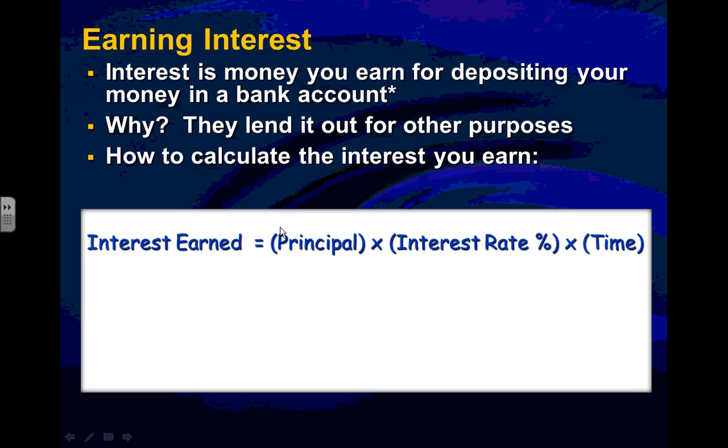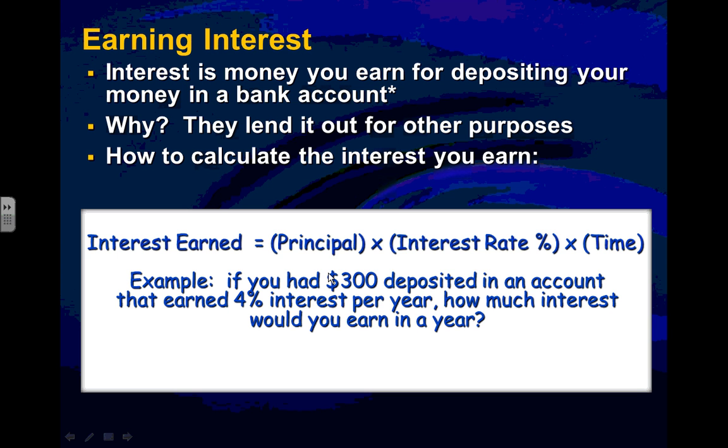So it follows this formula. The interest earned is the principal dollar amount that you have put in the bank, times the interest rate. You should know what that is. It's usually a low percentage, like 1, 2, if you're lucky, 3 or 4. And then it's times the time that you have it in the bank account or in the interest-bearing account.